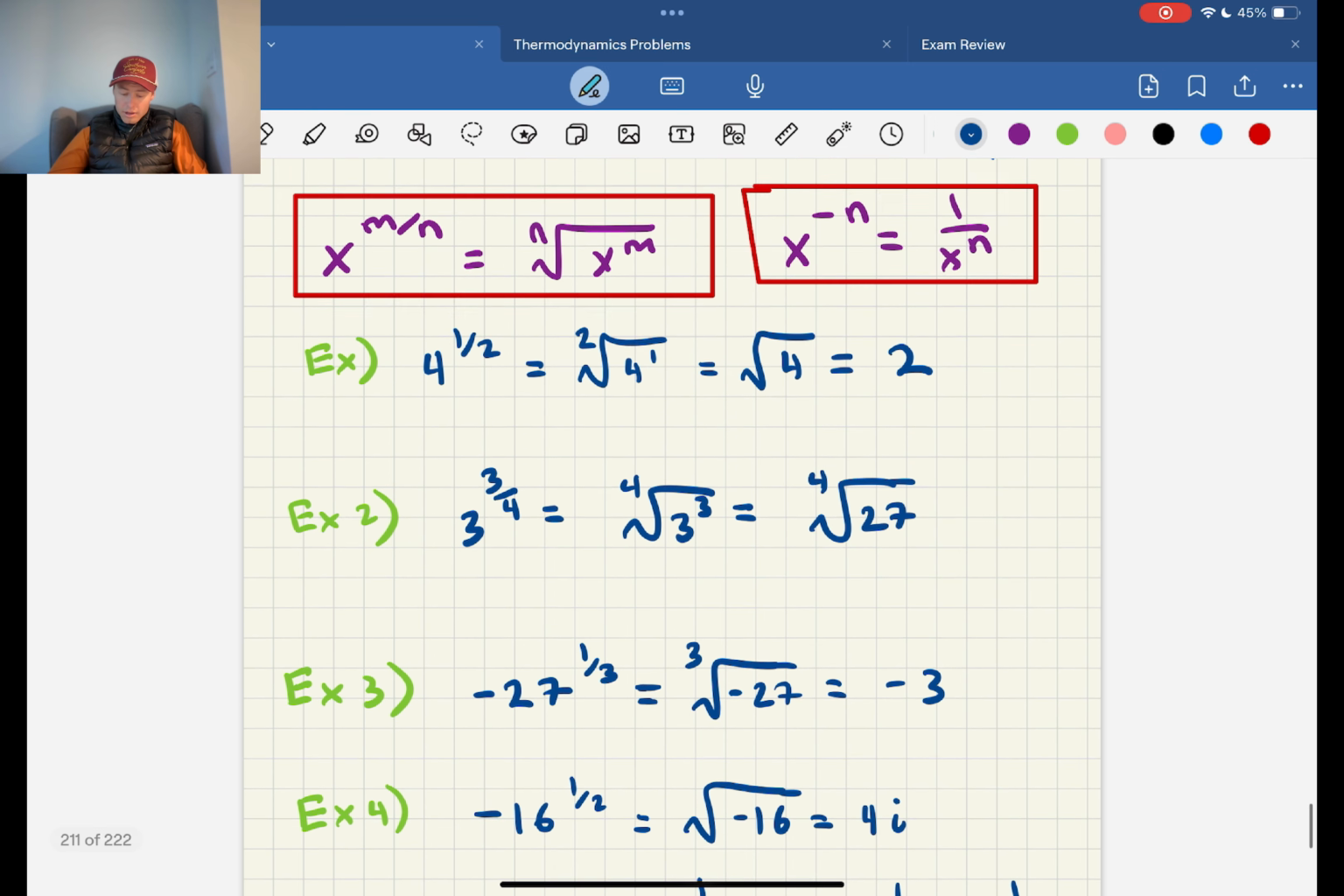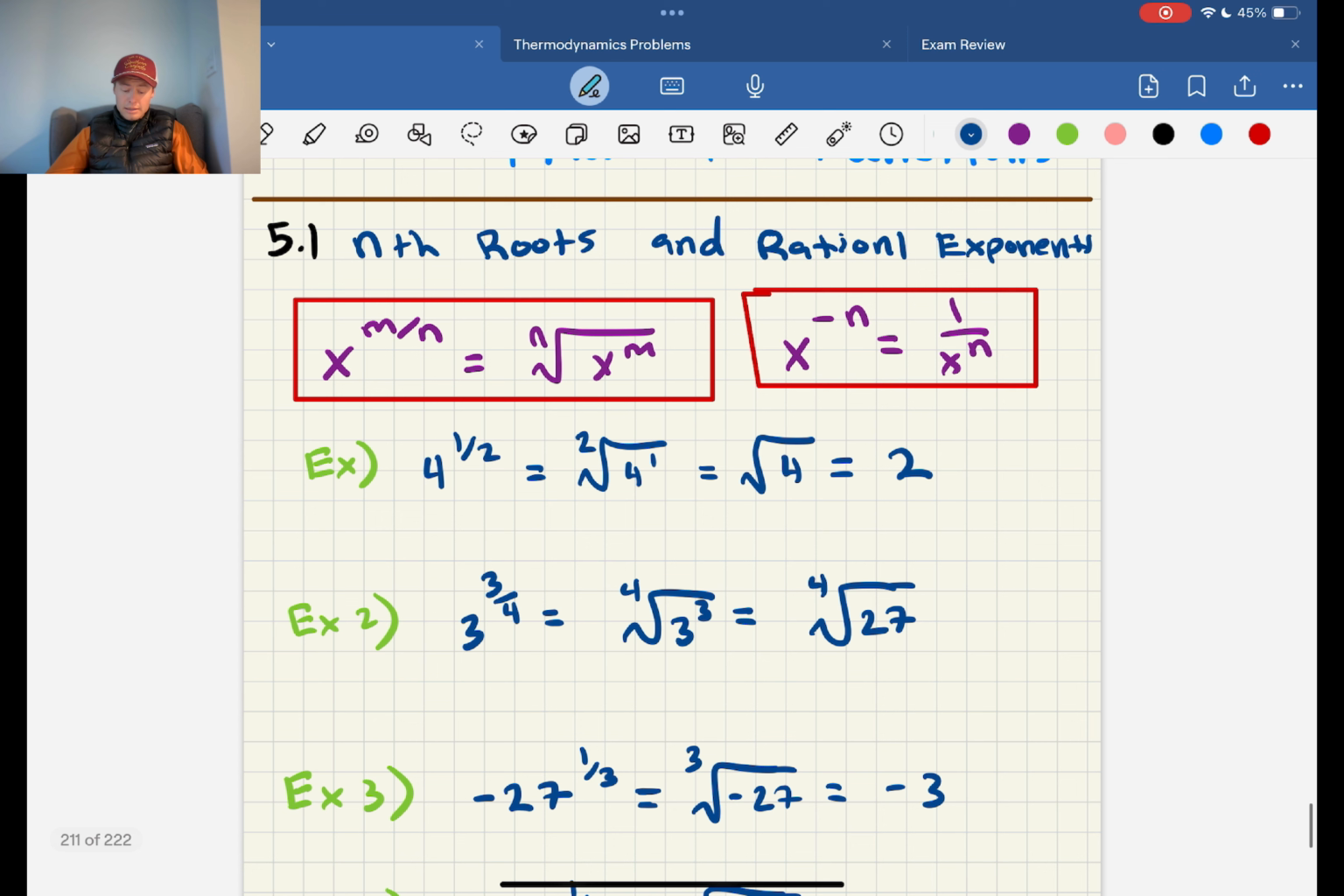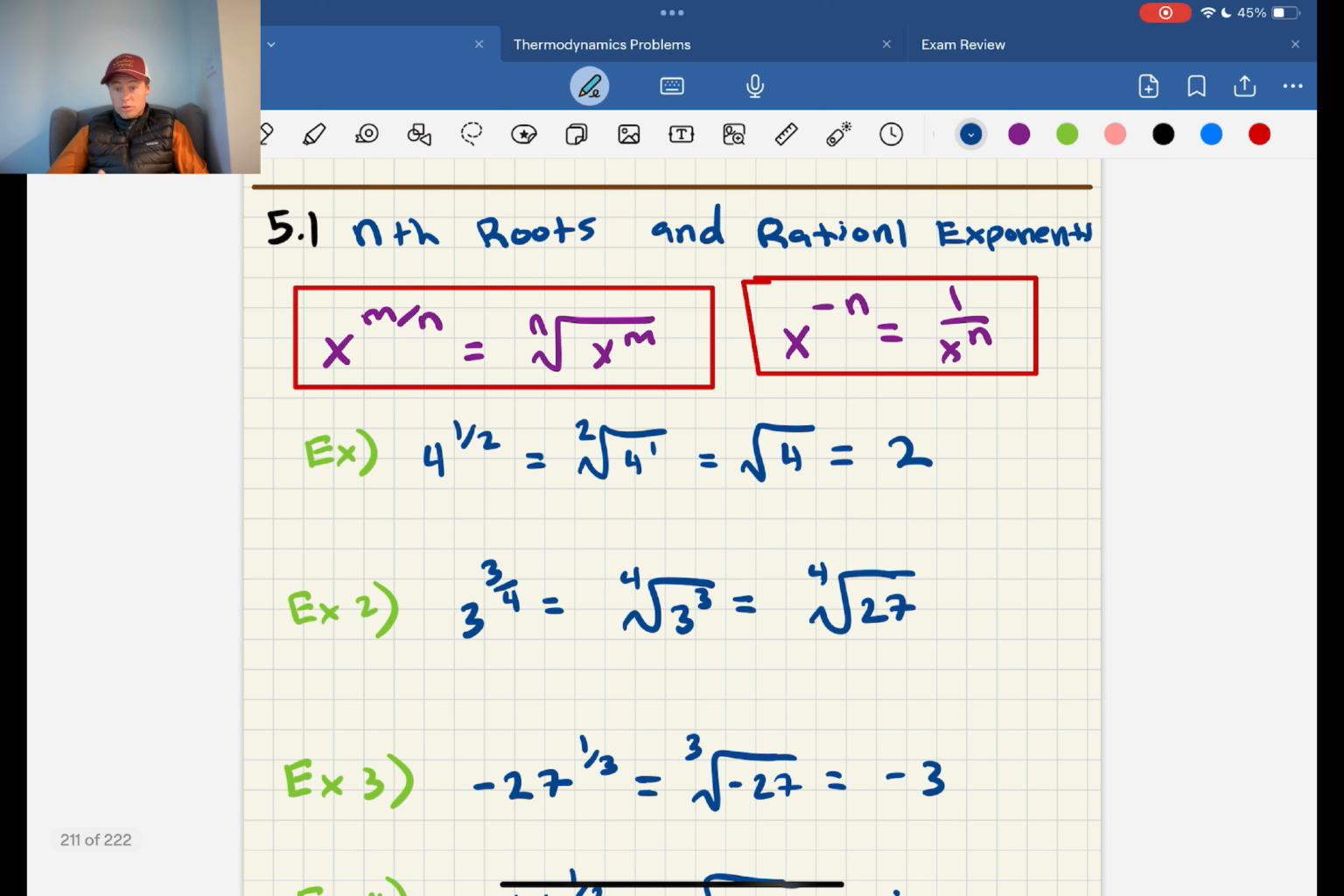The first rule you want to keep in mind is that x to the power of m divided by n, where m and n are both exponents and they're in a ratio in the exponent position, you can translate that to the nth root of x to the m, right? So you can take that fractional exponent and turn it into a radical where the root is given by the denominator of the exponent and the inside of the radical is given by the numerator of the exponent.